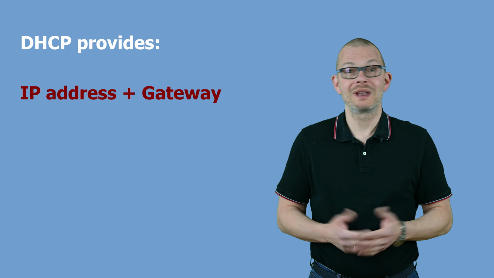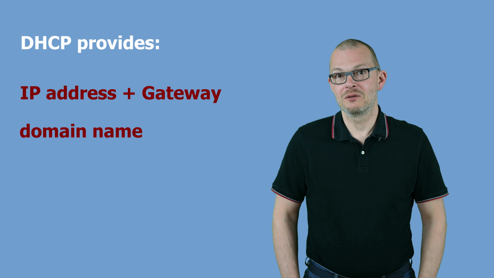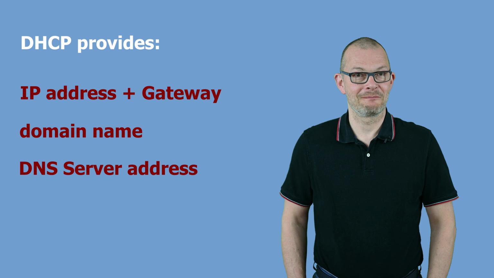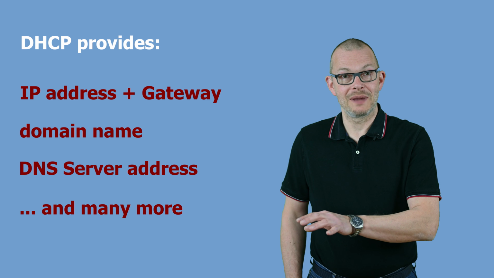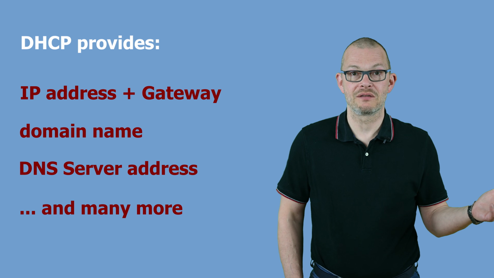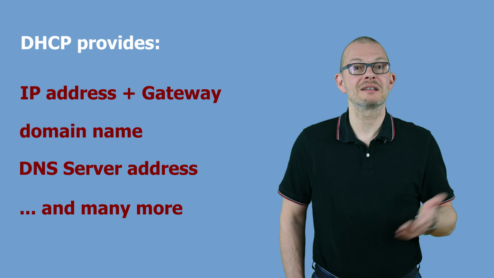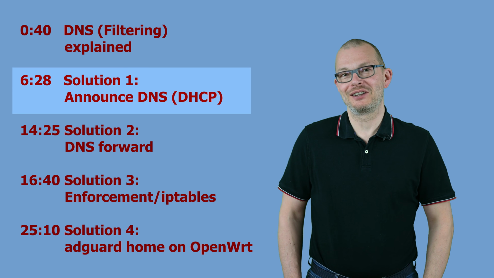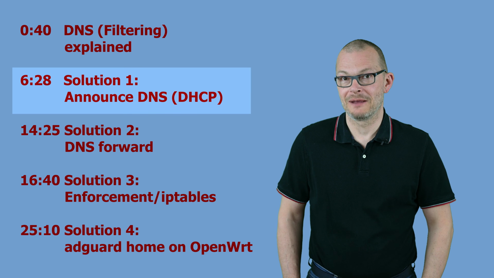For example, we can set the domain name, or, you have guessed, the DNS server to use as an option in DHCP. On the client, you would just set the DNS server to automatic, and it would then honor the suggestion from the DHCP server and use the DNS server that the DHCP server has told it to use. And that leads us to the first implementation option, announcing the DNS server over DHCP.